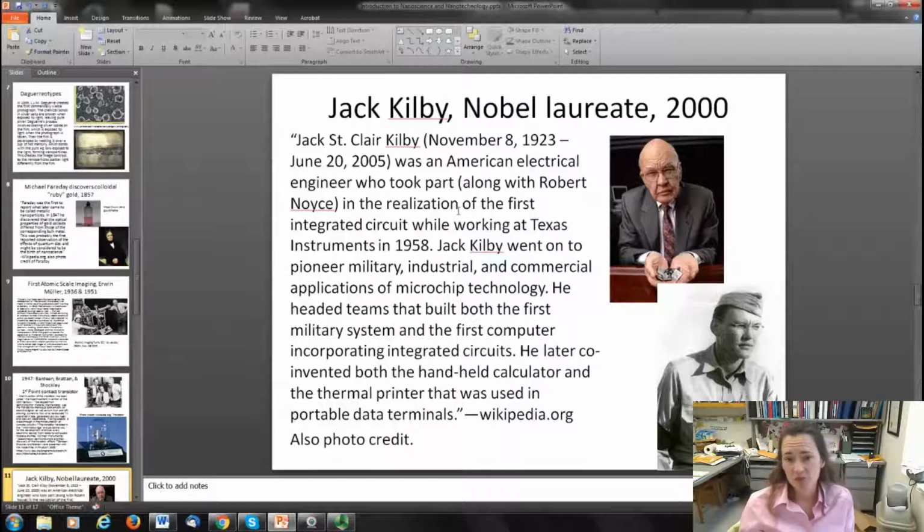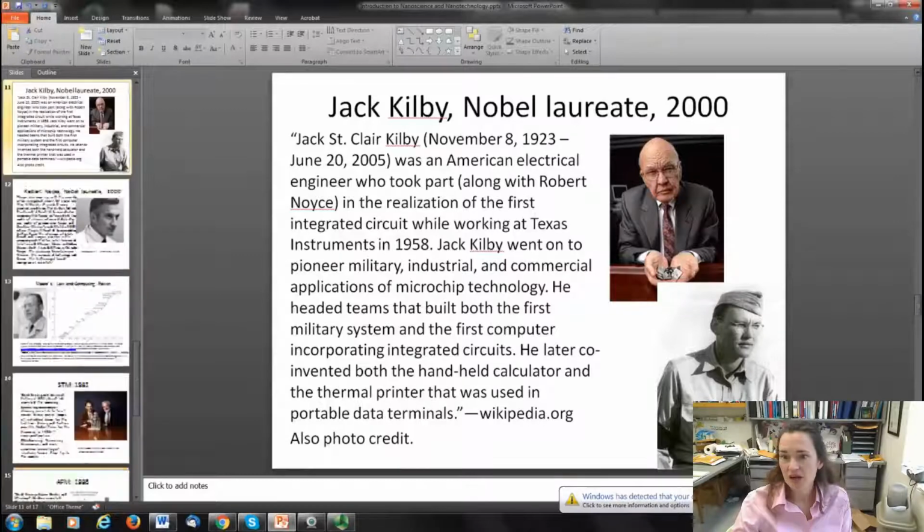Now, Kilby went on to pioneer military, industrial, and commercial applications of microchips. He headed teams that built both the first military system and the first computer incorporating integrated circuits, and he later co-invented both the handheld calculator, which I know you guys are all grateful for, and the thermal printer that was used in portable data terminals.